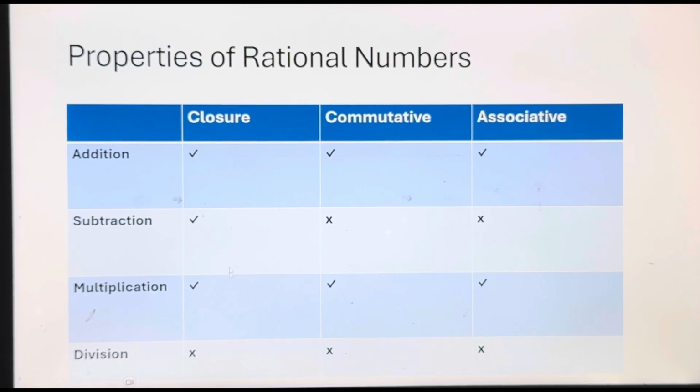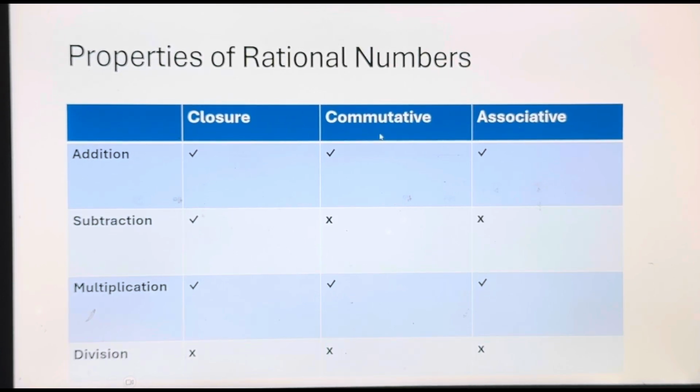Now what does closure property mean? If you add two rational numbers, the sum which you will get will also be a rational number. Similarly, if you subtract two rational numbers, the answer will also be a rational number. Same thing is for multiplication. But it is not necessary for division that if you divide two rational numbers, you get a rational number. That's why it is not closed for division. Second important property is commutative. We can remember commutative and associative together.